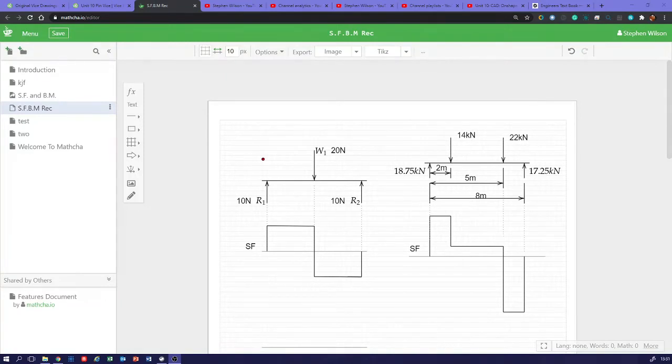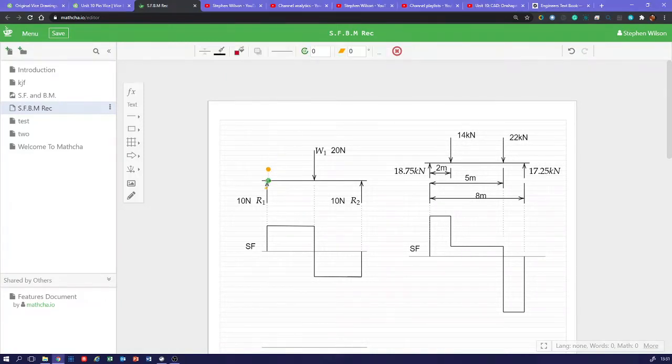Okay, so I'm going to move this little red dot to show where we're taking moments about. So I'm just going to take moments about reaction force 1. Okay, and we said that was 10 newtons. And as we know, a moment is a force times a distance. So the distance from reaction force 1 to the red dot is 0, so it drops out of the equation. So we only have to worry about two things.